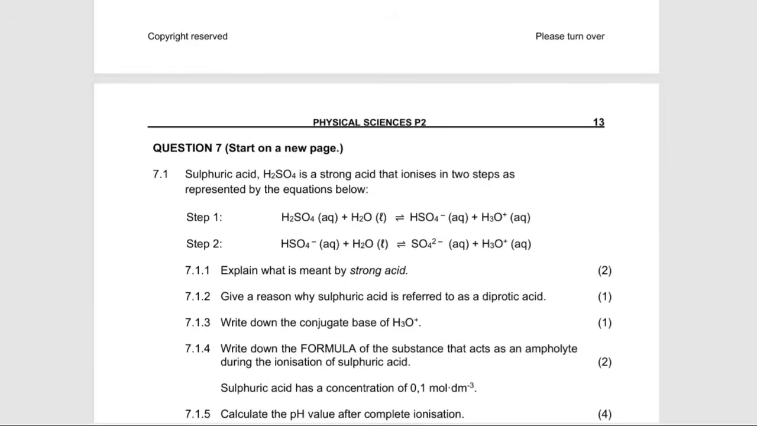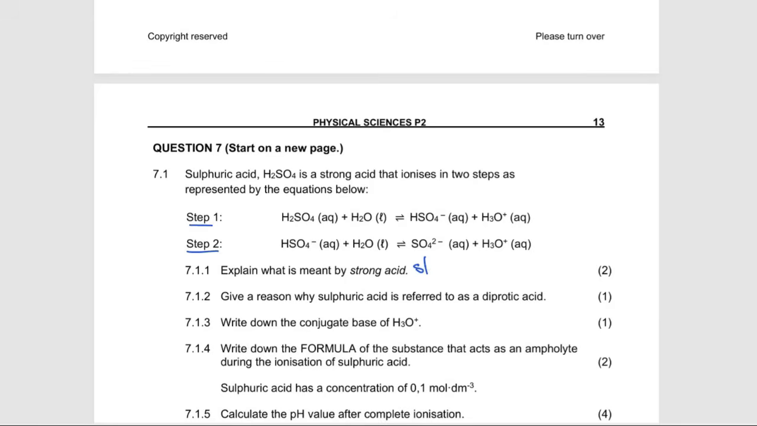6.7.1. So 7.1 reads: sulfuric acid is a strong acid, and it ionizes in two steps as represented by the equations below, right? So it ionizes in two steps. Step number one is given, then step number two. Then it says explain what is meant by a strong acid, right? So here they are asking us to define what a strong acid is.